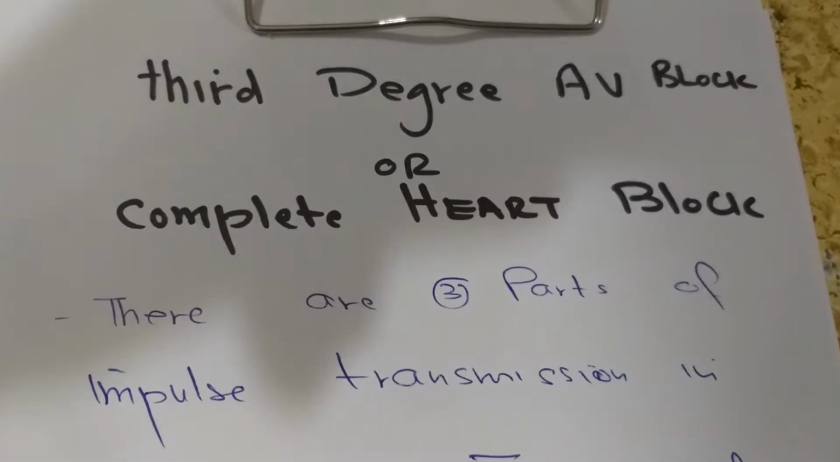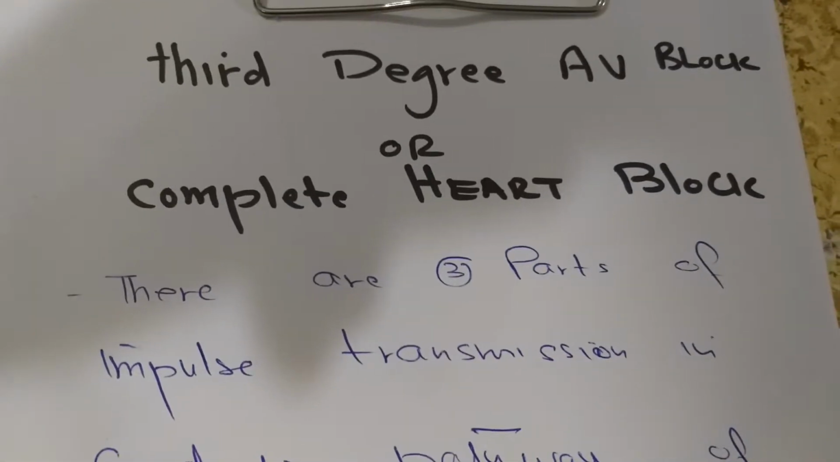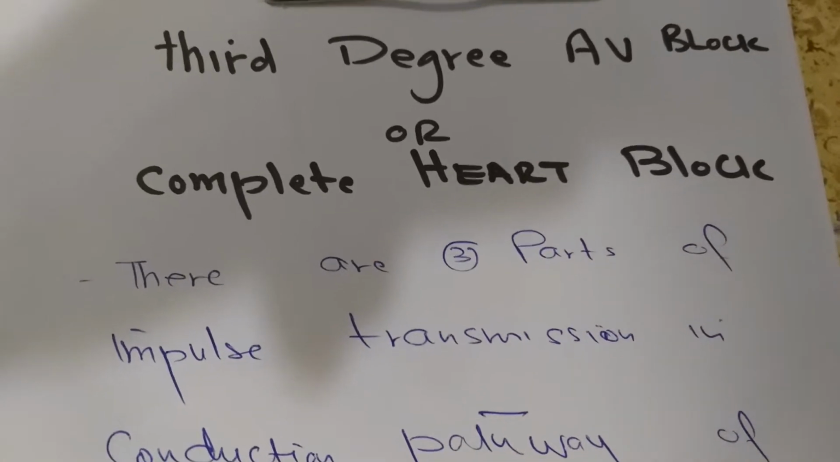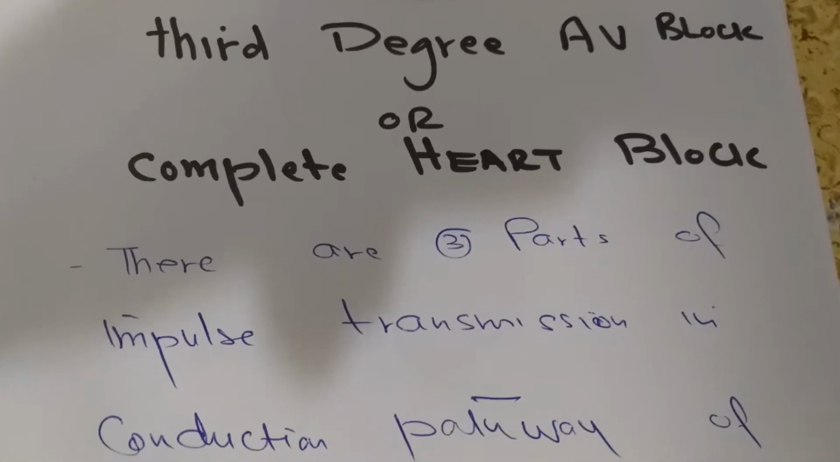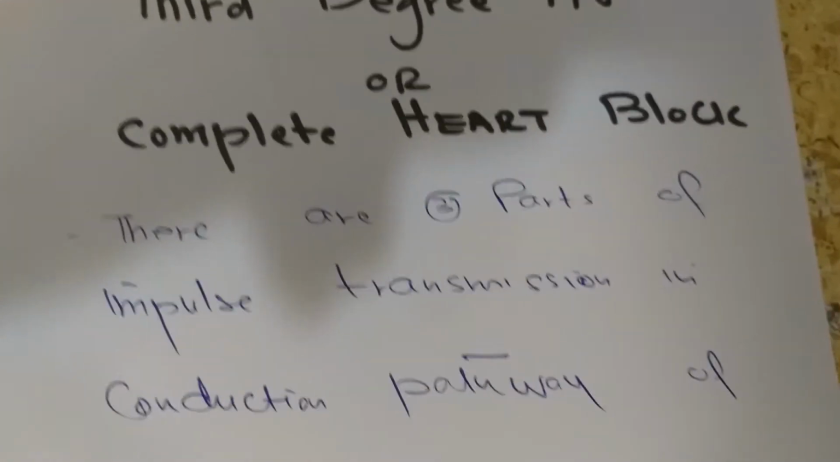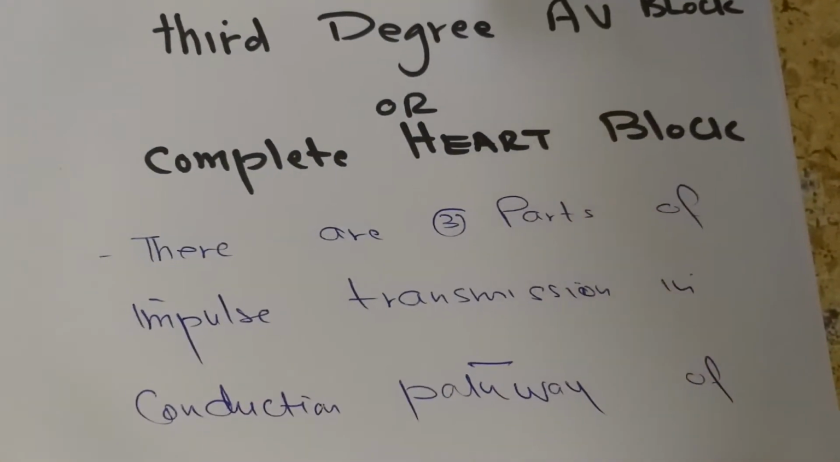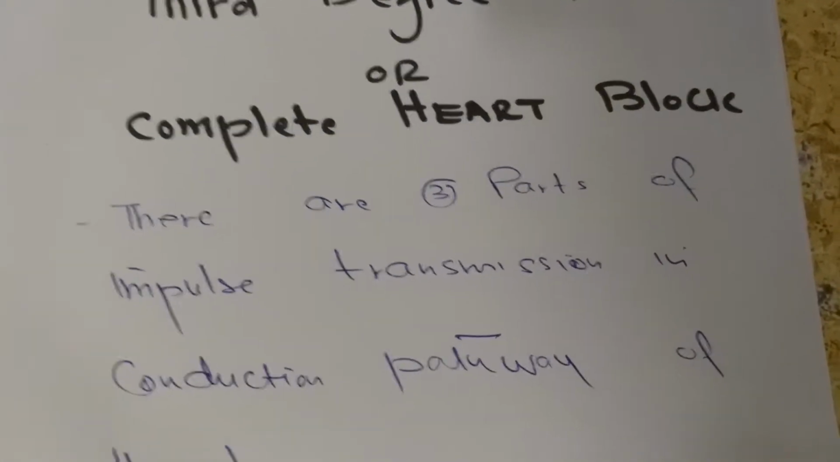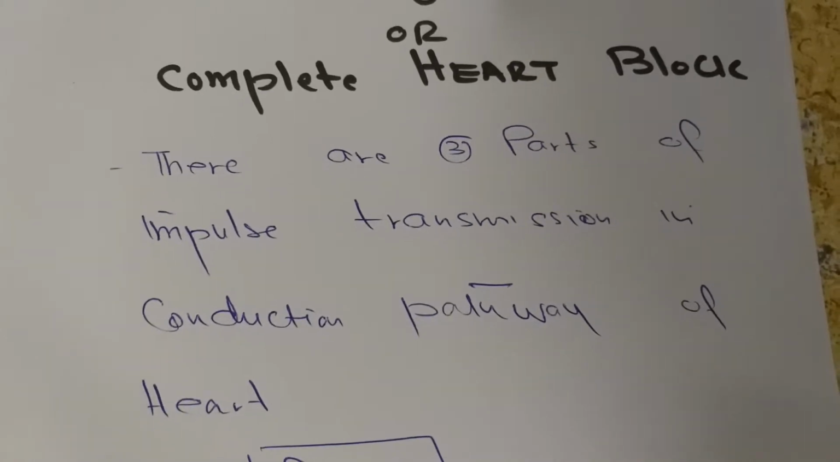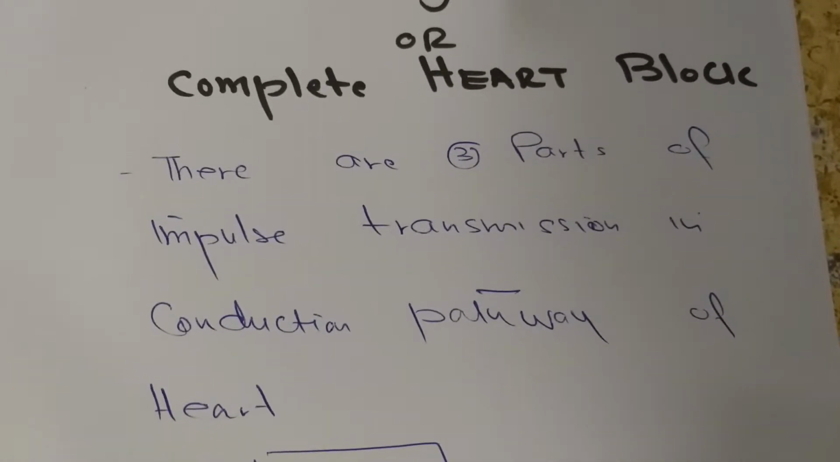Third degree heart block, or the complete heart block. In order to understand the complete heart block, which is the last one in understanding of the heart block, we need to understand that there are three parts of the impulse transmission in the conduction pathway of the heart.